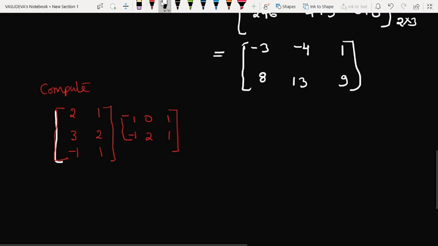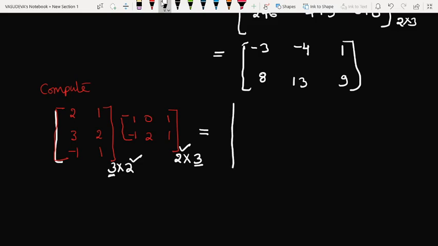So now the first matrix has 3 rows and 2 columns. The second matrix is of order 2 rows and 3 columns. So what is the final matrix? It is of order 3 by 3, because it has 2 columns in the first matrix and 2 rows in the second matrix. So both are equal, so they are compatible for multiplication.